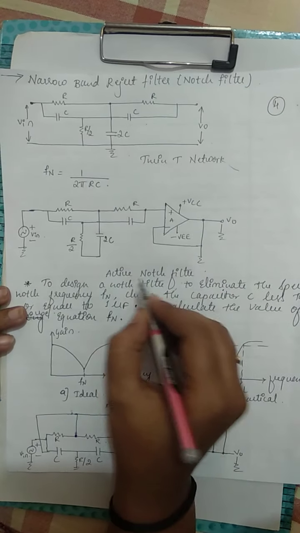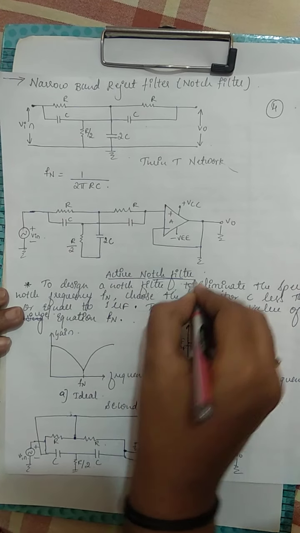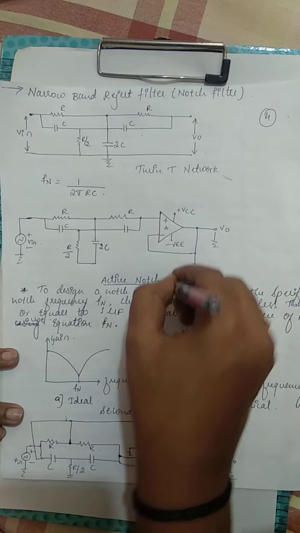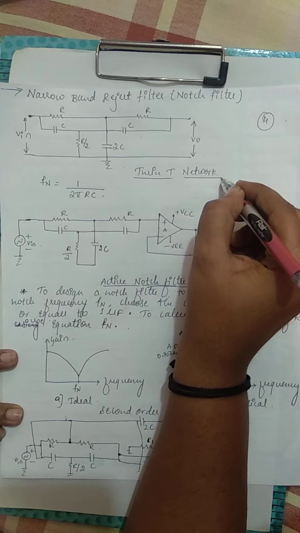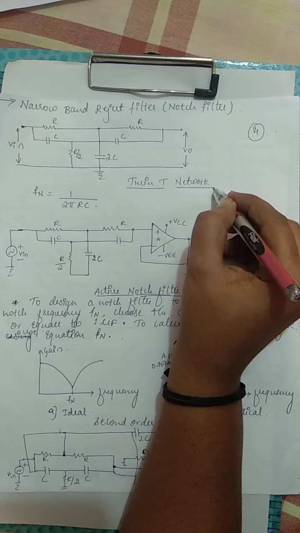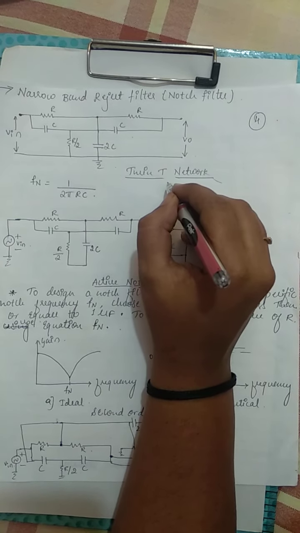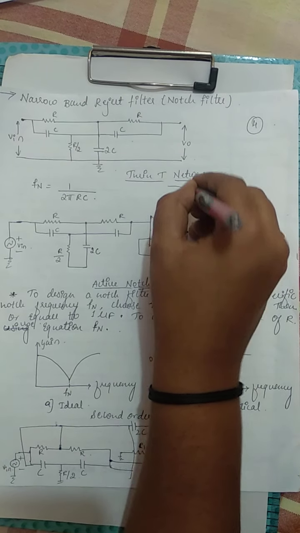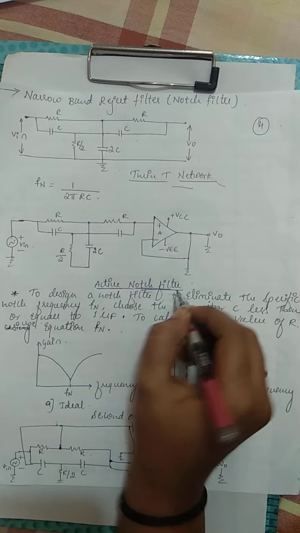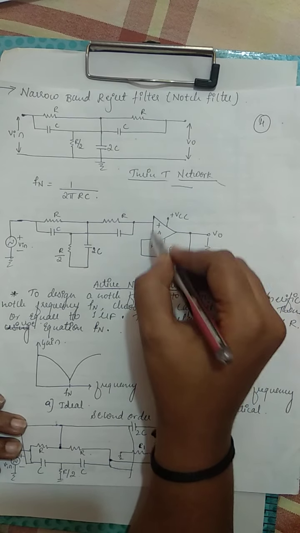So next is the active notch filter. We form this active notch filter with the help of the twin T network. That is a passive network, where the quality factor is very low. Because of this reason, we have constructed the active notch filter. This is again a non-inverting configuration.